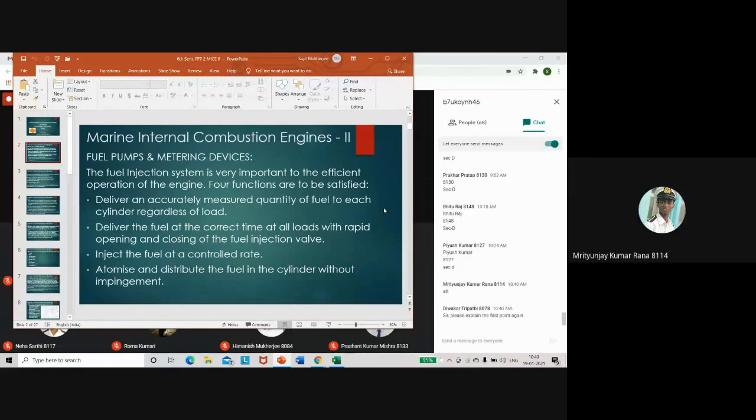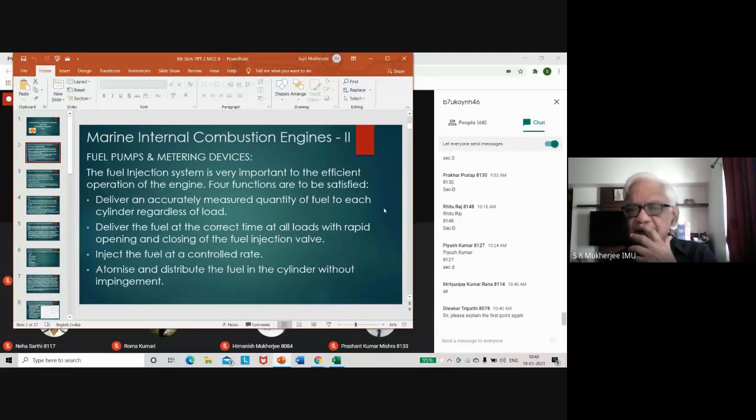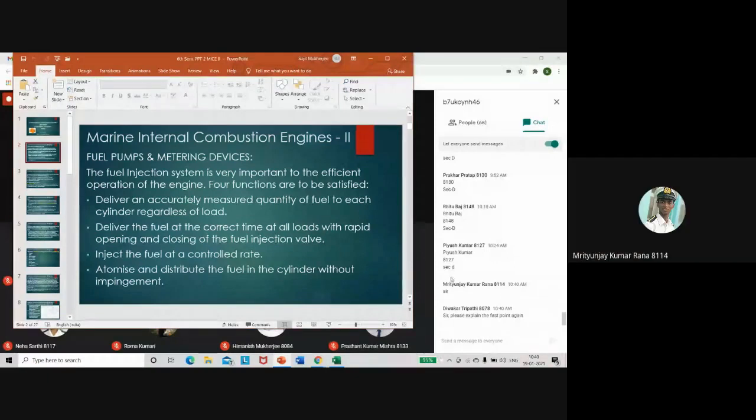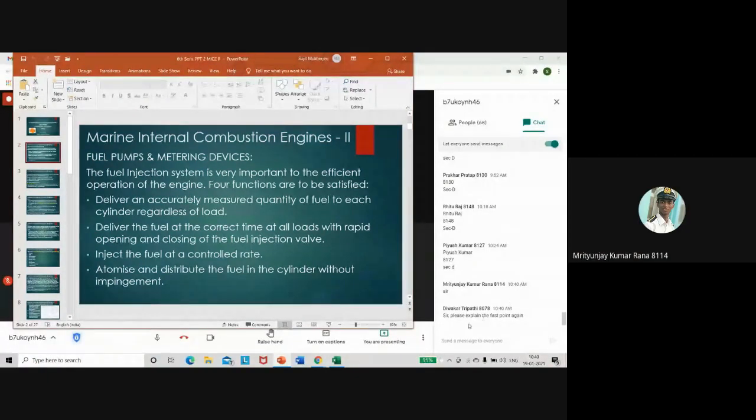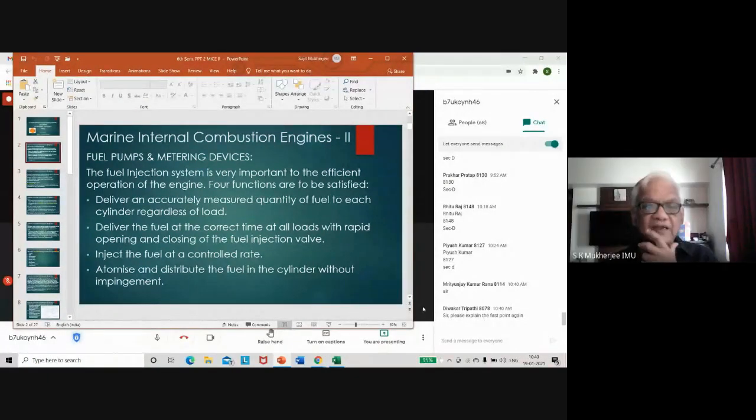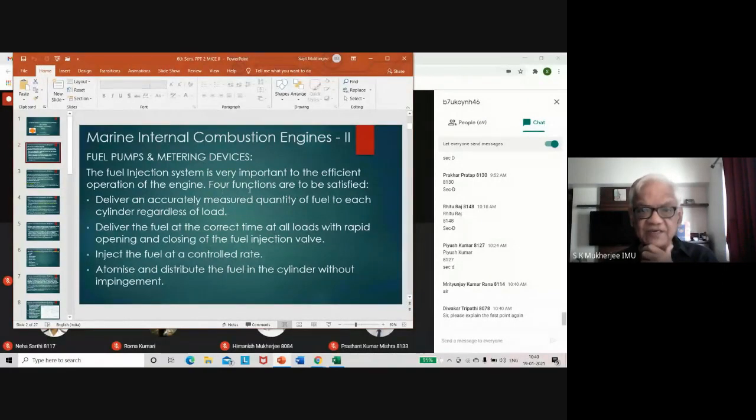Sir, okay, please explain the first point. Deliver an accurately measured quantity of fuel to each cylinder regardless of load.